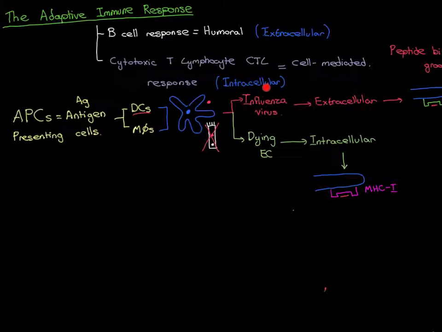When you want to initiate an intracellular response, why would you want to do that? Only if you find it inside cells. So how are they going to find it inside cells? Well, they will phagocytose dying epithelial cells that are full of influenza viral antigens. They'll break down all the proteins of that cell, and that means that they'll also break down all the antigens of the influenza virus. They'll cut them up into little fragments.